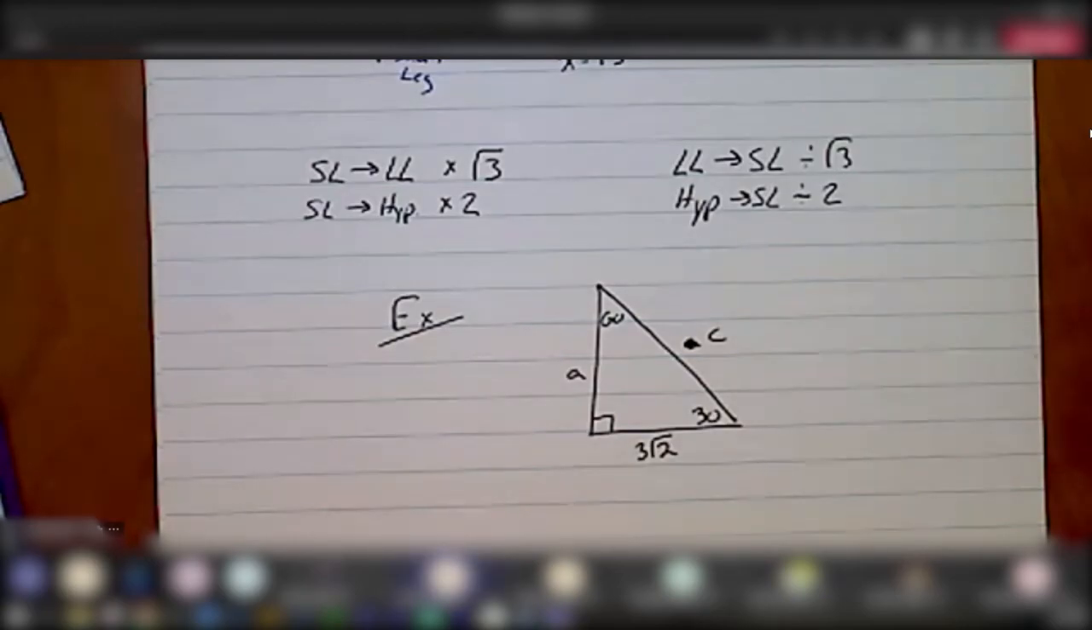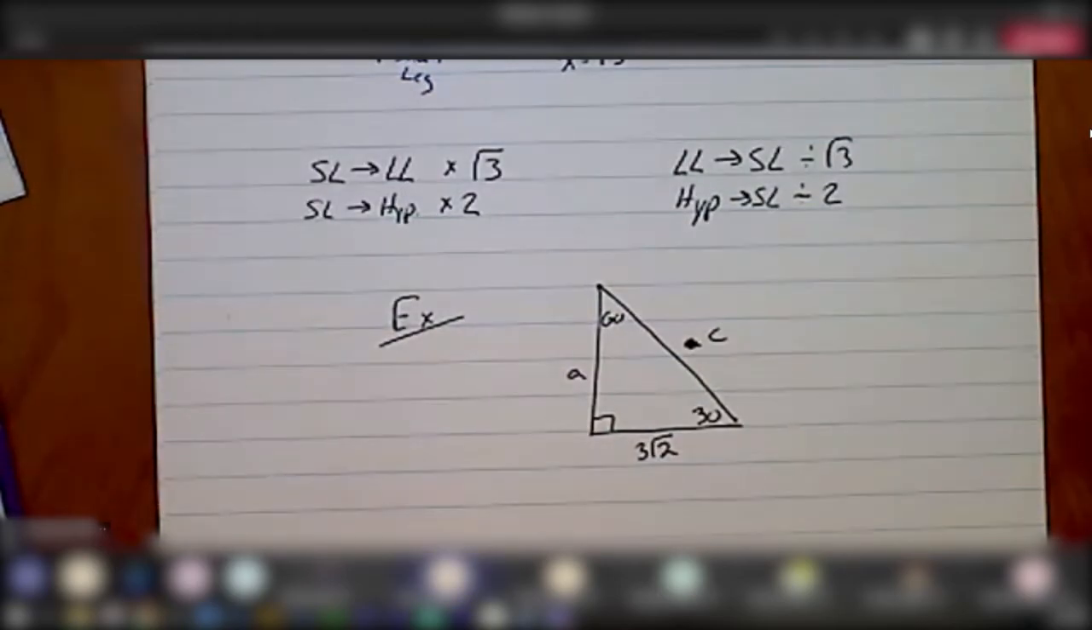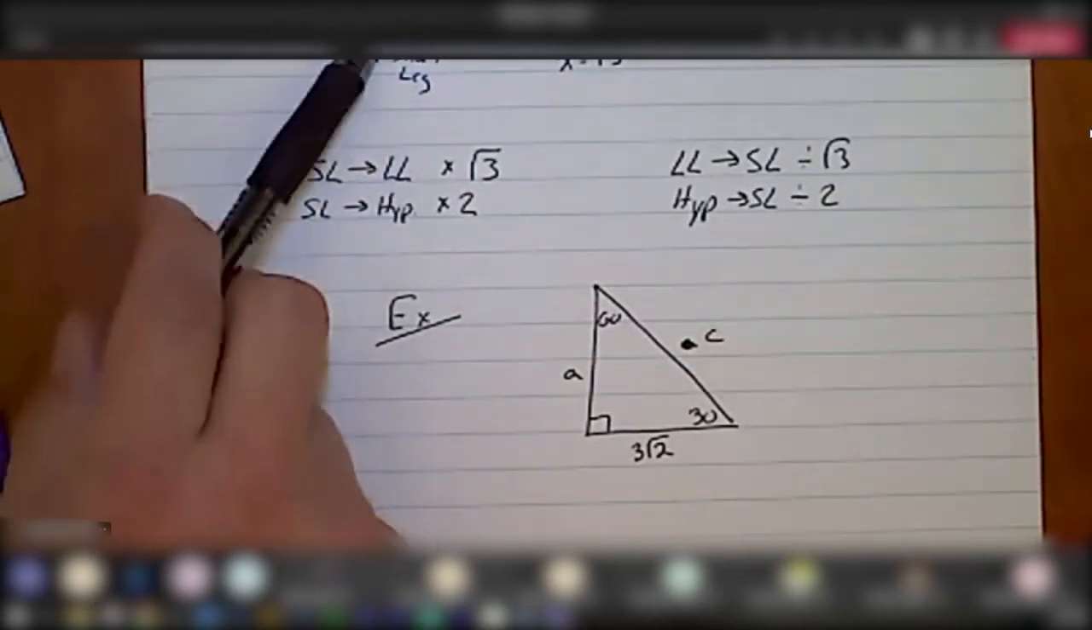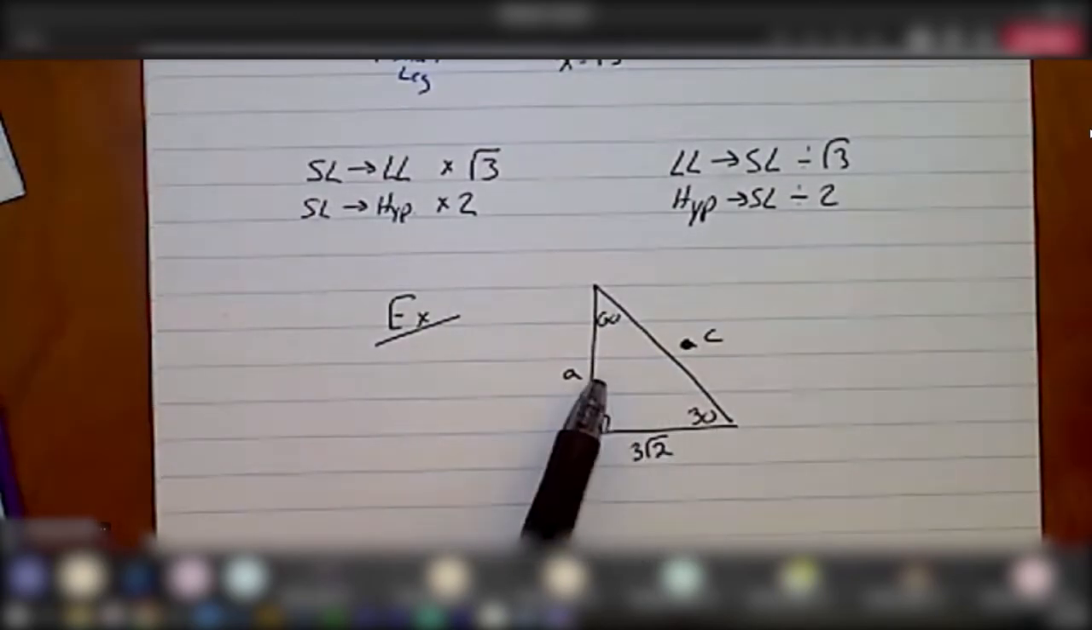Shouldn't the 30 be on the top? It can be anywhere. I can take the triangle and just flip it over. Oh, okay. So this is a great question. You know the short leg has to be across from the small angle. So for this particular problem, that means A is your short leg.